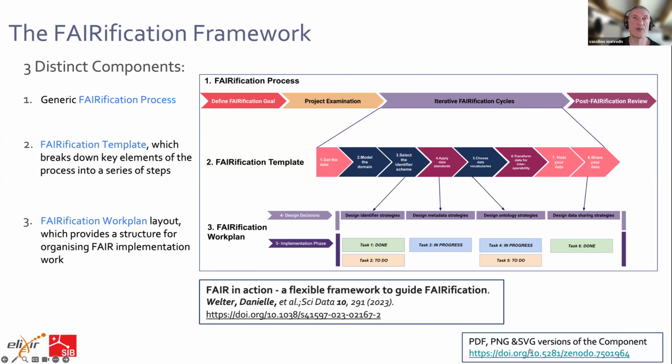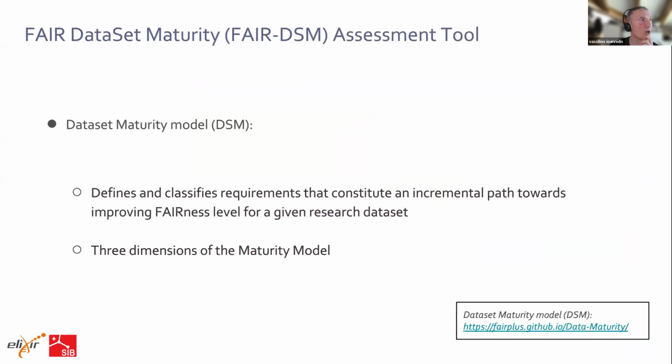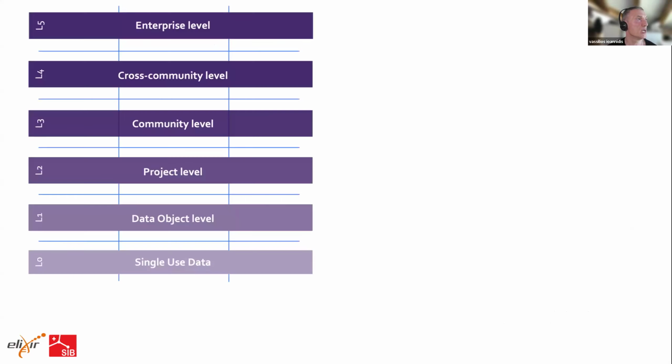Now, we mentioned these FAIR levels and assessment and this kind of tool. During the FAIR Plus project, we also developed the FAIR dataset maturity assessment tool, because the tools that were accessible or available at the time were not okay for us. We needed something more. So we developed this DSM, which contains 5 levels of FAIR states, which Dike just mentioned before, and it defines the requirements that are needed to reach any specific level of FAIR. We'll see that in a minute. The requirements of these levels are grouped into 3 dimensions.